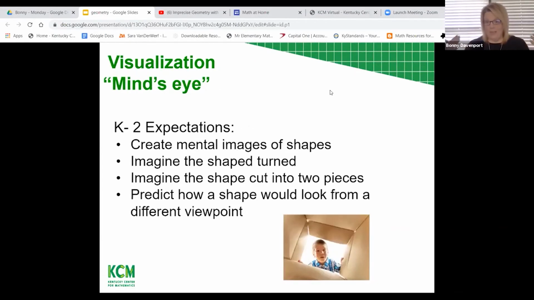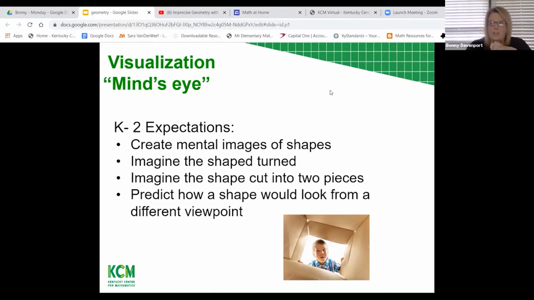Because we want them to be able to visualize, and when I hear visualize, it's thinking about the mind's eye, what you see in your mind. So it's creating a mental image of a shape. So if I asked you to mentally think of a triangle, you would be able to do that because you have a reference for what that looks like. And then if I asked you to mentally turn it a quarter turn, you would know what that would look like in your mind and how that would change the triangle.